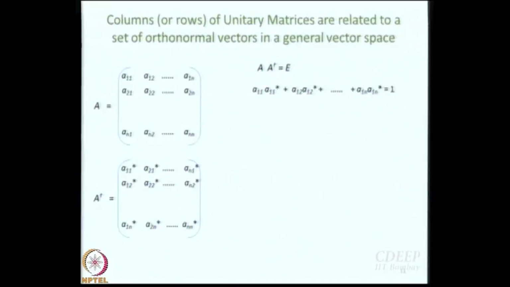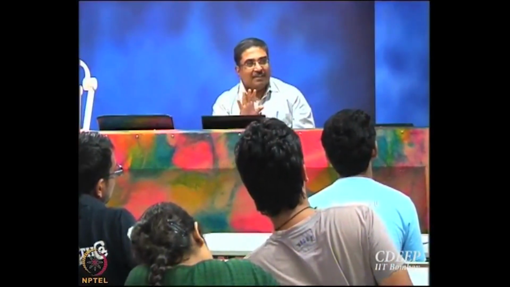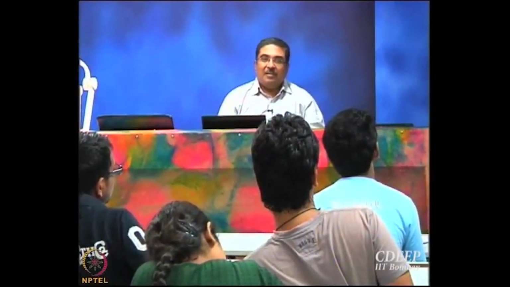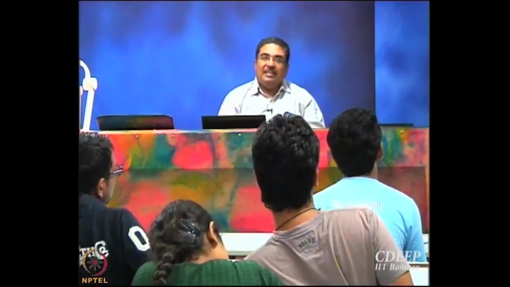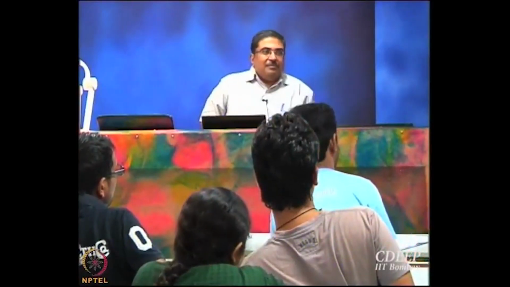Do you see the pattern in the left hand side? Every element is multiplied by its own complex conjugate, right? And you have added all of them, and what have you got? 1, right? Now, suppose I do not write 1, I write i. i is any integer between 1 and n. This will be perfectly valid, right? So, hold that thought.